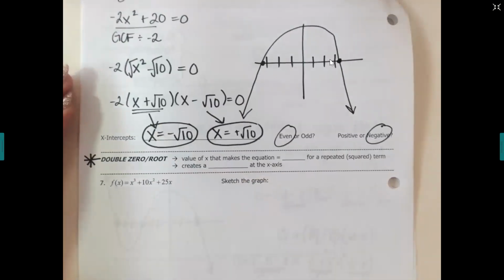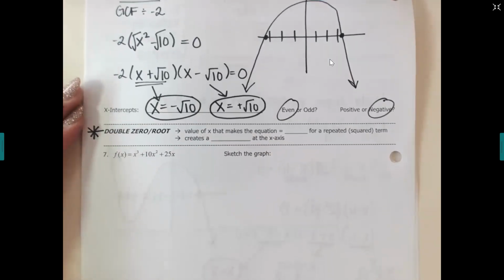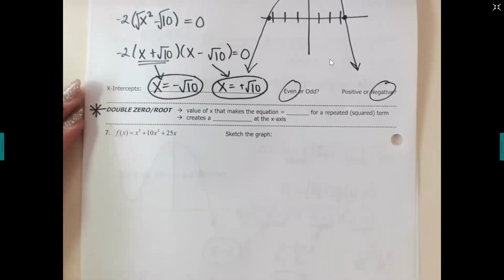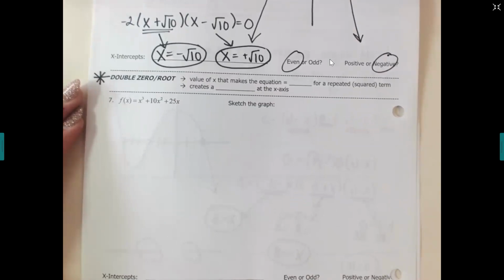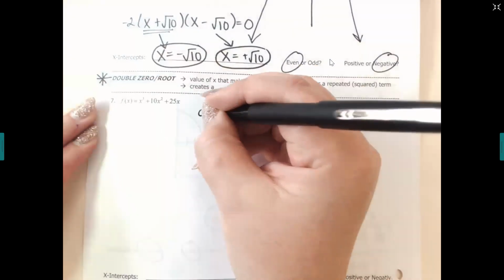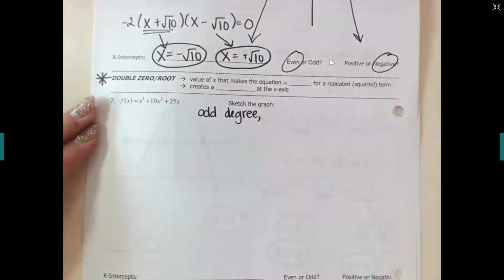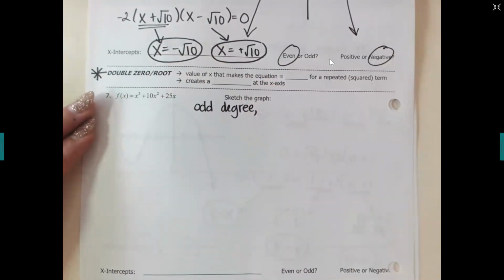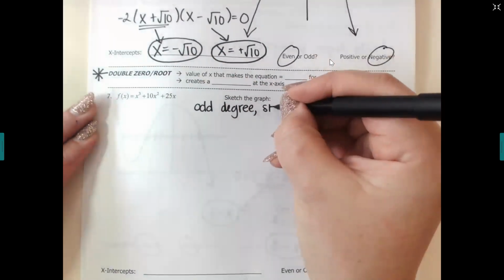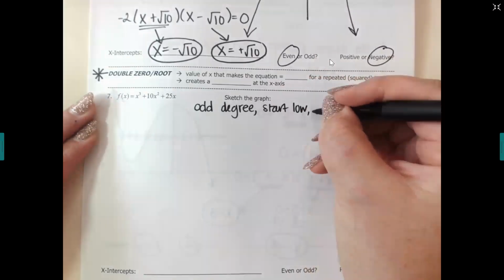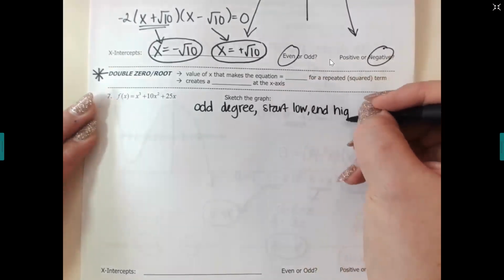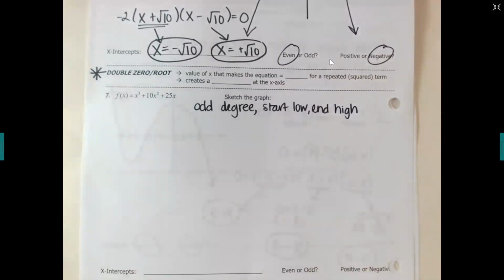Okay, so take a look at number 7. First question, can you tell me if it's even or odd? Highest power is x3, which is odd. Okay, so I'm going to put this is going to be odd degree. And then is it a positive or a negative odd? Positive, which means it's going to start low and end high. So I'm going to put start low, end high.